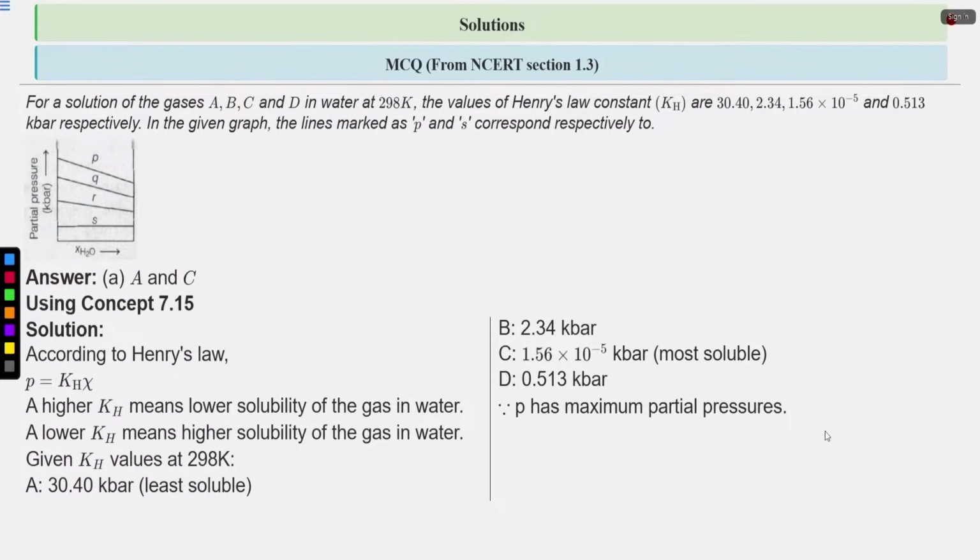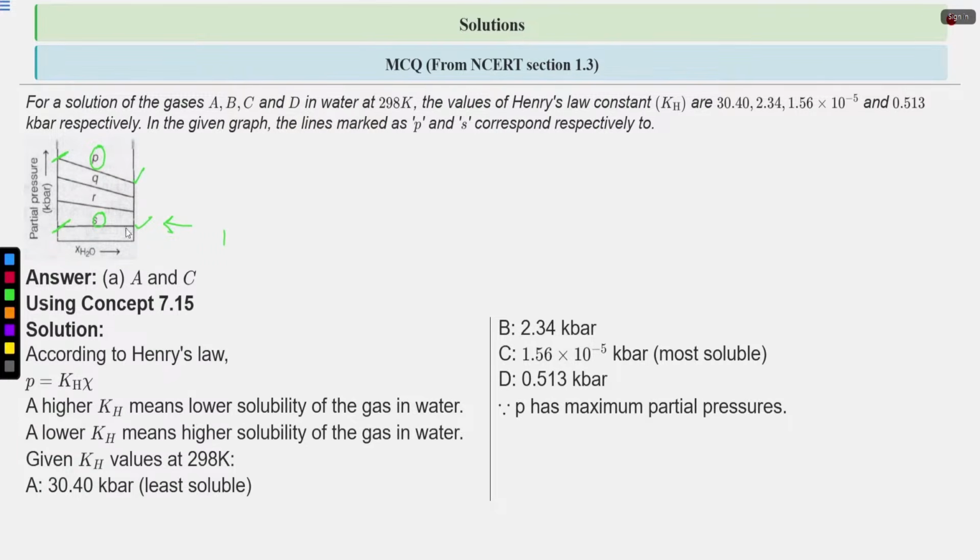Now you just have to relate this from the graph. We only have to think about the P line and the S line. The P line is this and the S line is this. P is decreasing, right? And S is here, which is almost a straight line. Now if you see the partial pressure values, P has the maximum partial pressure and S has the minimum partial pressure.